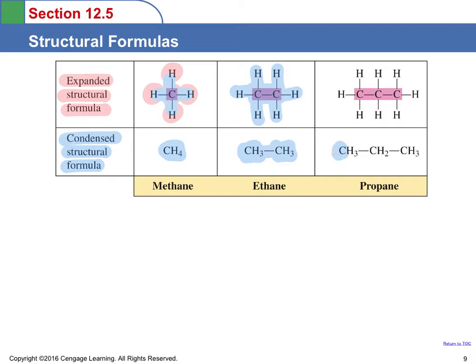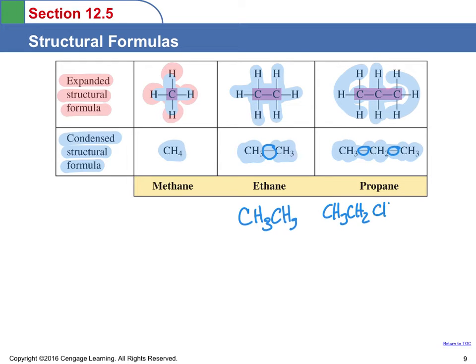In this third example, my first carbon has 3 hydrogens attached. It's attached to the next carbon that has 2 hydrogens, attached to the next carbon that has 3 hydrogens. So you can work your way down the chain to write the condensed structural formula. Now, the condensed structural formula may or may not actually show the carbon-carbon bonds. It's also commonly just written as CH3CH3 or CH3CH2CH2CH3.